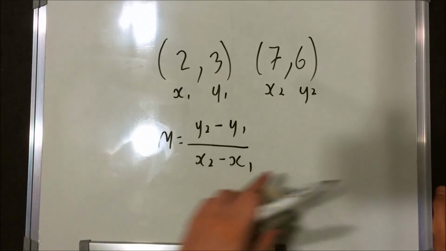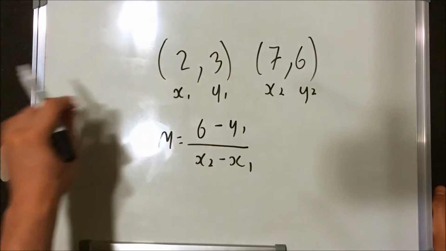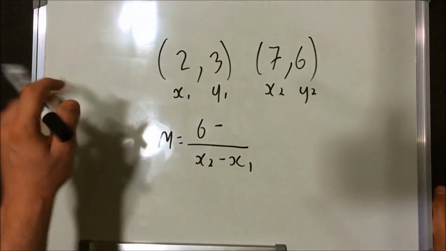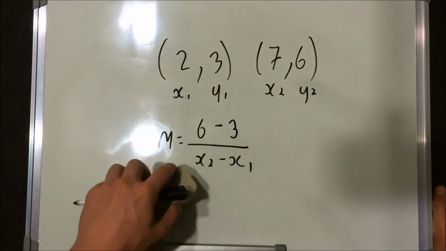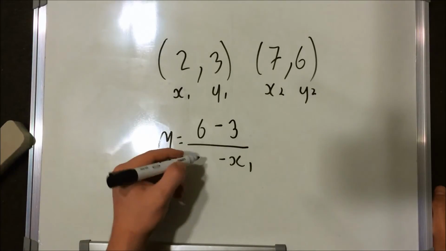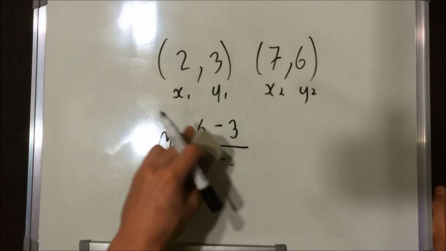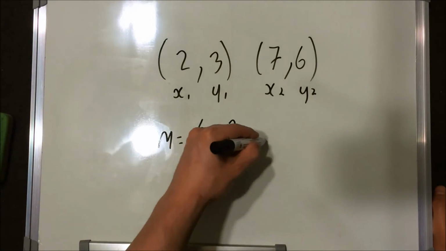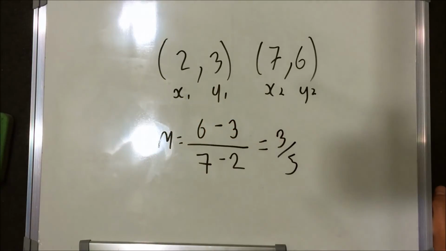So what we're going to do, put them in. So y2 equals 6. y1 equals 3. x2 is 7. x1 is 2. Solve that, it's 3 over 5. So the gradient is 3 over 5.